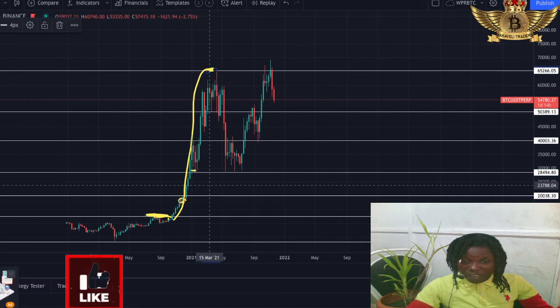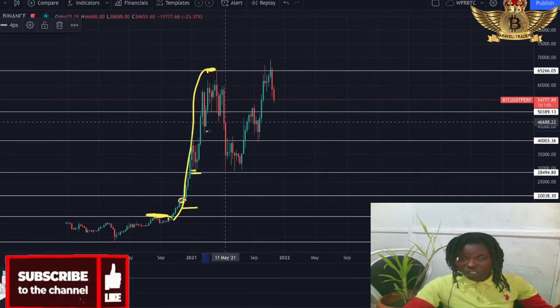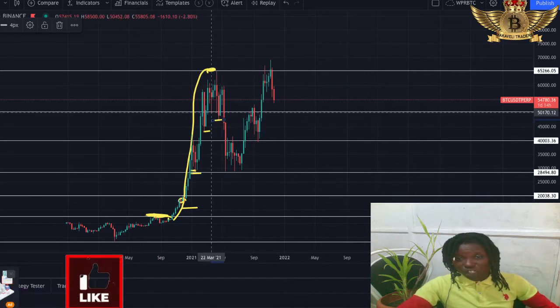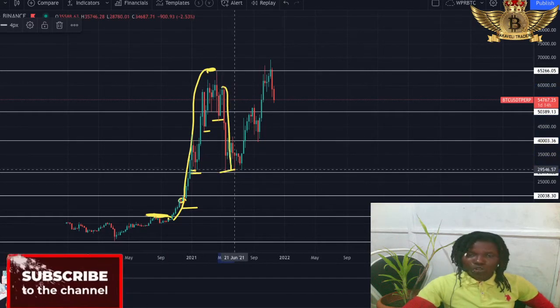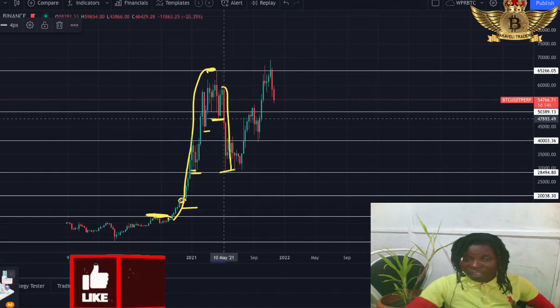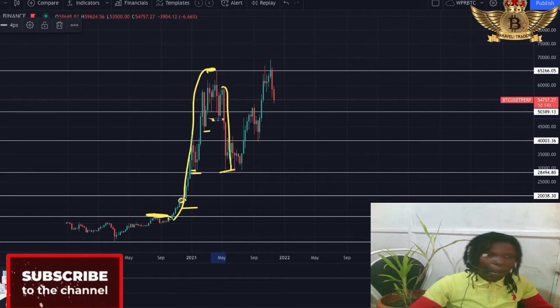So there was a reaction here, there was a reaction here, there was a reaction here, there was a reaction here. But the biggest reaction took us way down and broke the bull market structure. So the bull market structure was broken here. That's the higher lows, right?